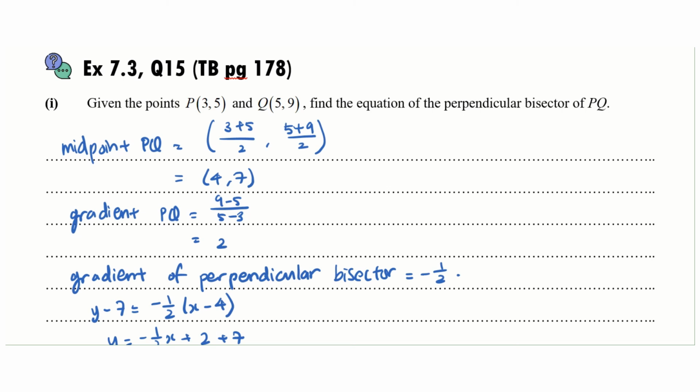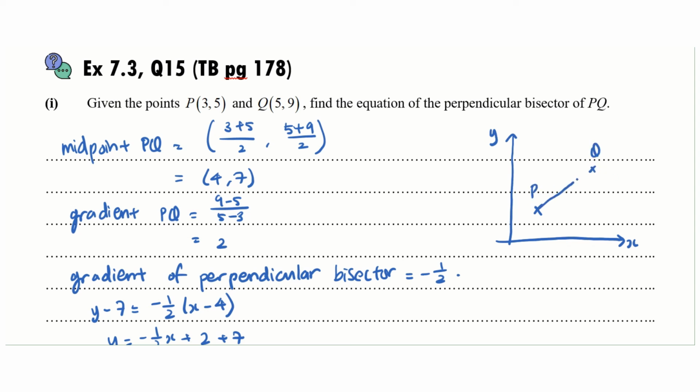We have finally come to the end of the last question. Okay, not the end yet, I'm sorry. Alright, the last question of this lesson, which is question 15. We want to find the equation of the perpendicular bisector of PQ when we are given the coordinates of PQ. To imagine this, the point P would probably be around here in the set of axes, and then Q maybe around here.